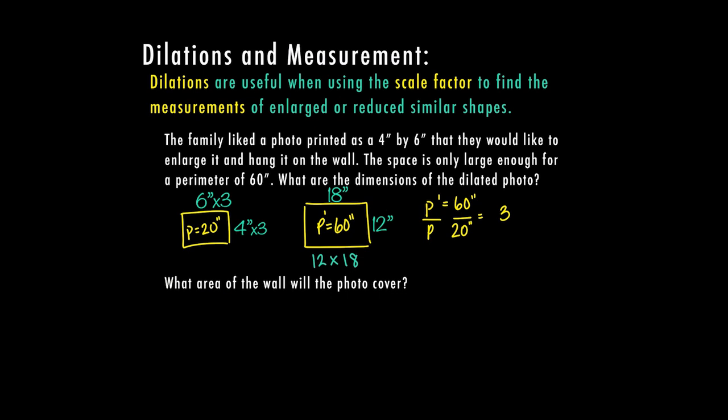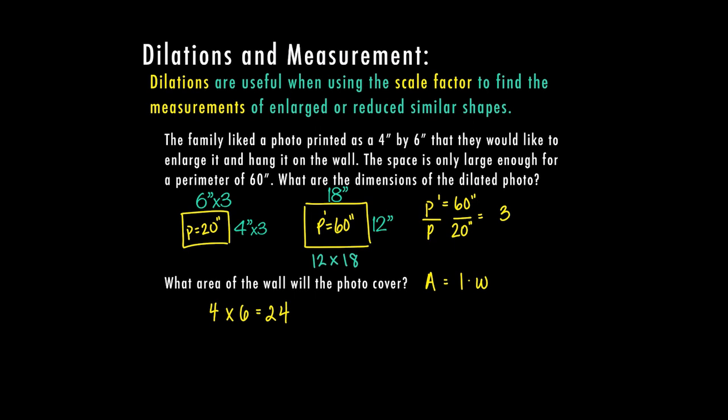So what if I want to find the area of the wall that the photo will cover? There's a couple of ways I can do this because now I have the dimensions 12 by 18. But there's another way I can do this besides multiplying double digits. And if I look here at my original, it is 4 by 6. So if I were to find the area of the original, I would take 4 by 6 and I get 24. So to find the area of my original shape, I had to do length times width.